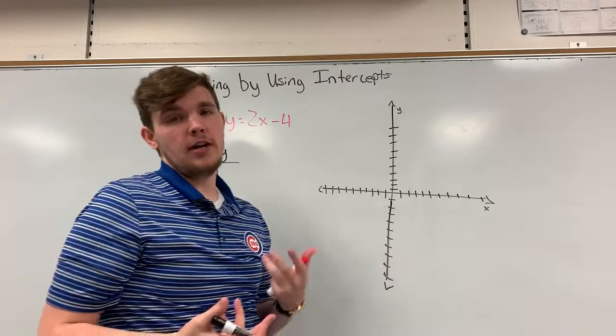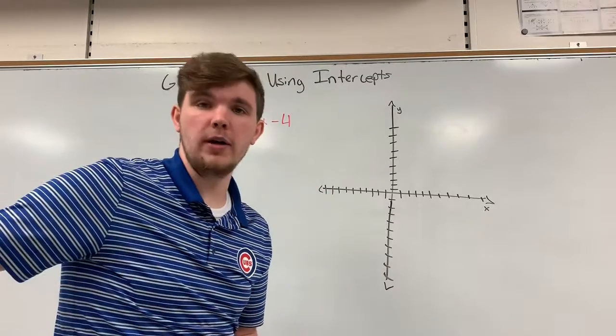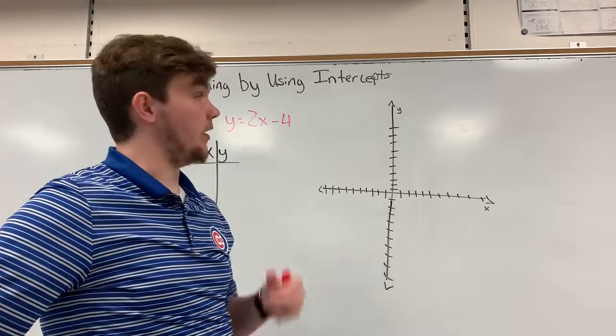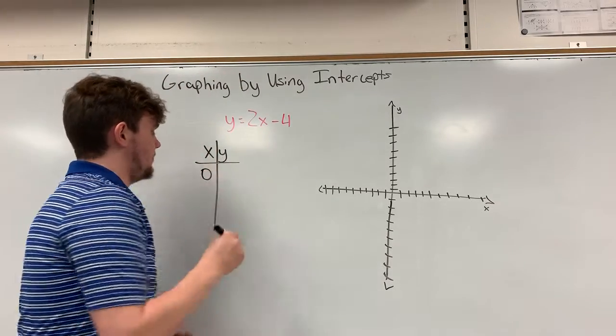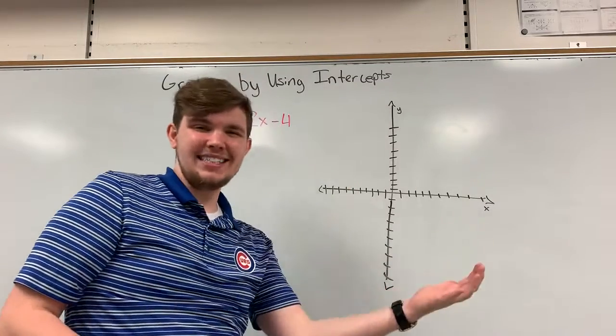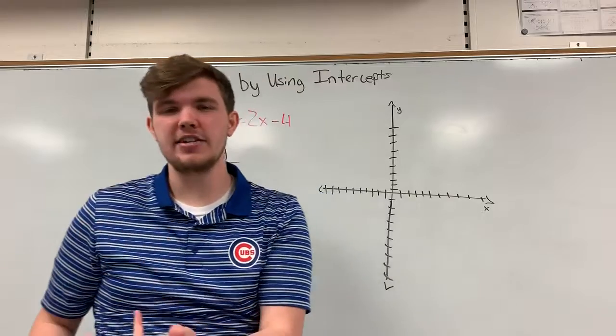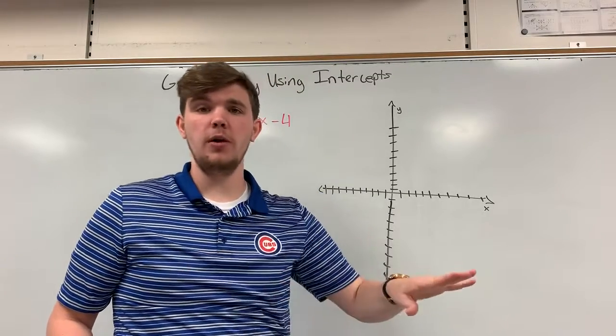The first value I'm always going to pick for x, always, for every equation you're graphing by this method, is 0. The reason for that is when you're finding an x-intercept or a y-intercept, one of the values is always going to be 0, no matter what.